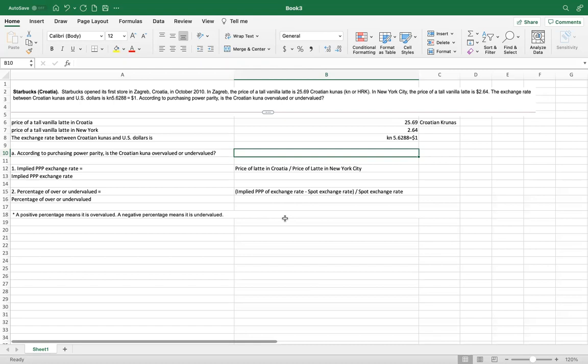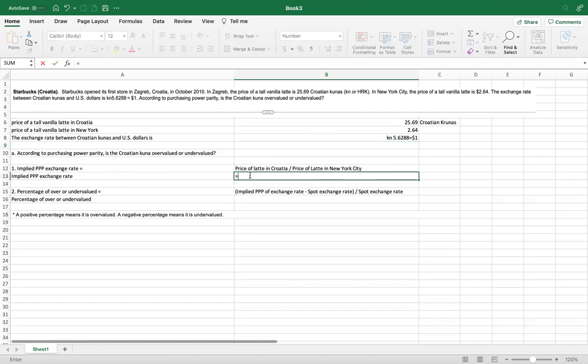So here we have the price of a tall vanilla latte in Croatia is 25.69. The price of a tall vanilla latte in New York, 2.64. And then we have the exchange rate, which is here. So the first thing we're going to do is to calculate the implied purchasing power parity exchange rate, and that would be by dividing the price of the vanilla latte in Croatia divided by the price of a latte in New York. So we would do equals 25.69 divided by 2.64.